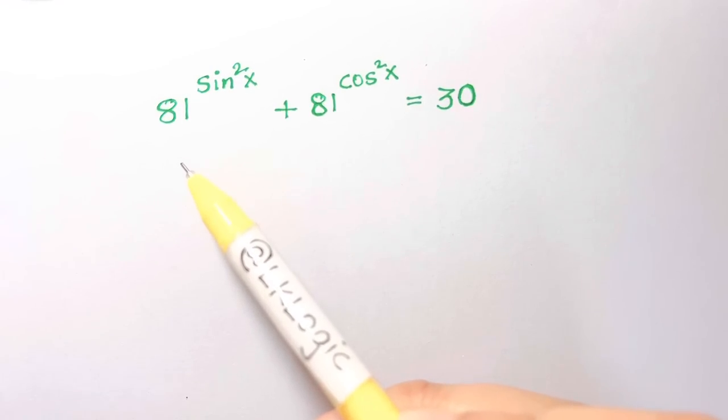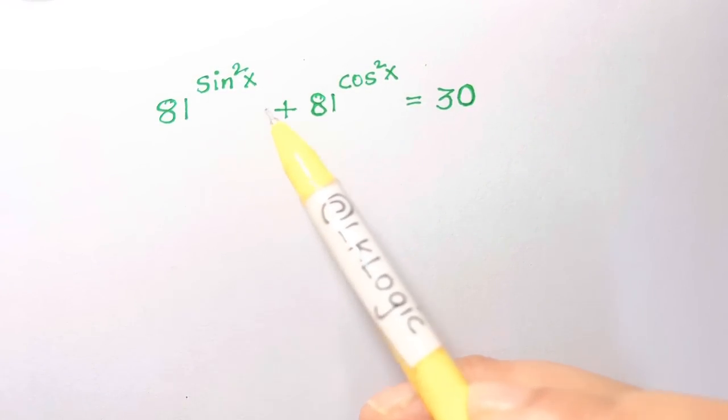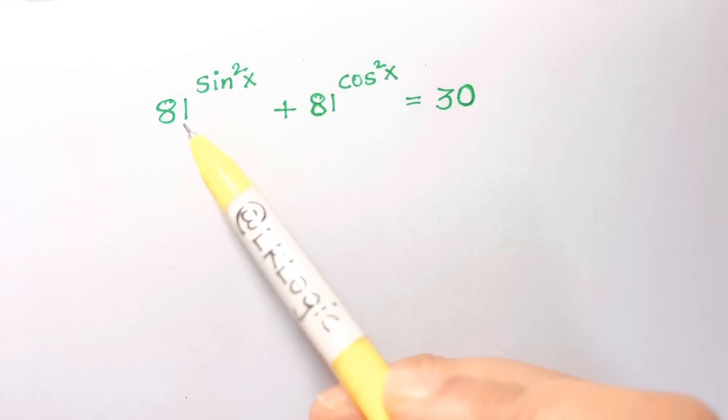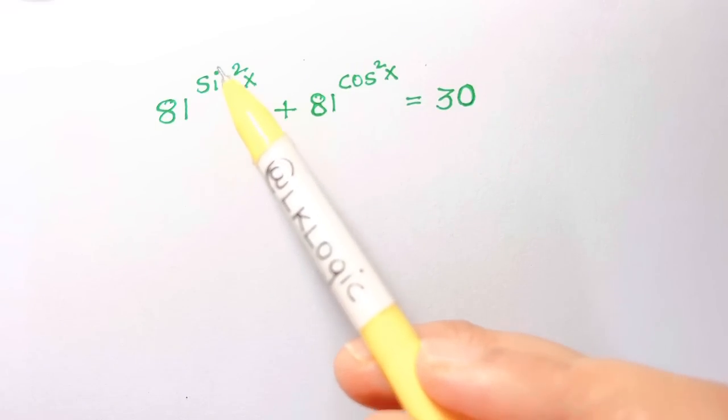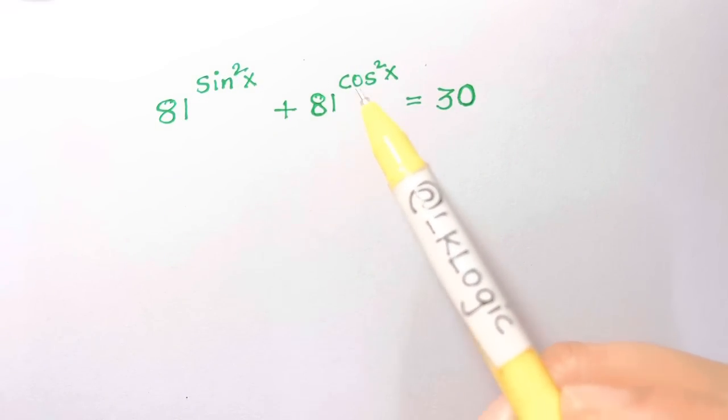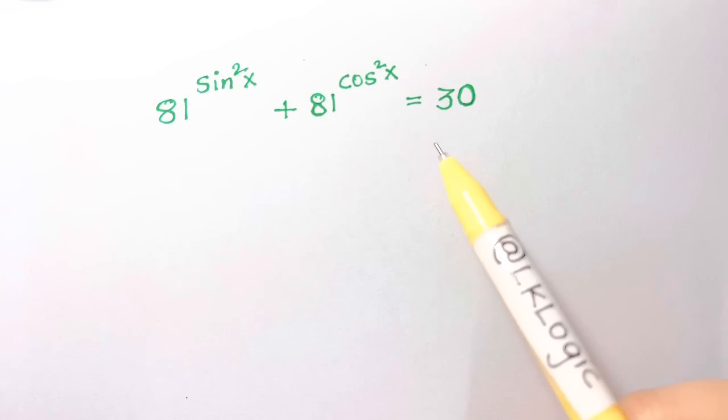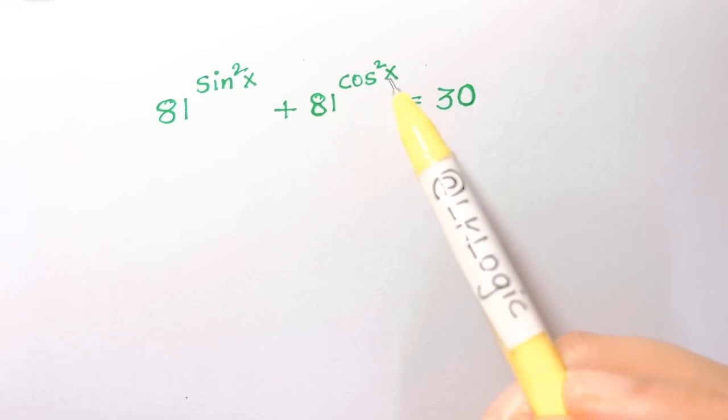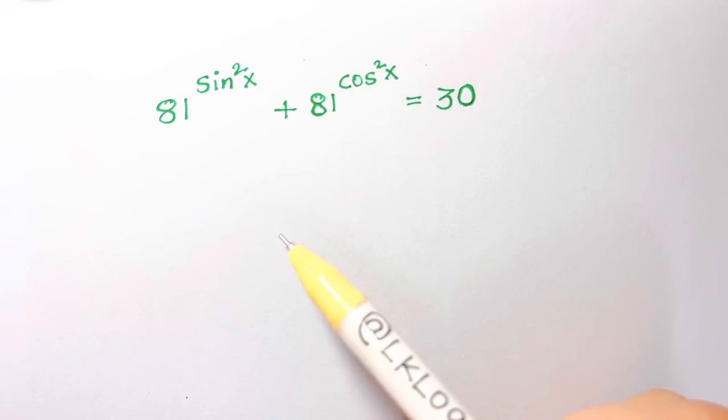Hi everyone, this time we have a nice trigonometric equation which says 81 raised to sine square x plus 81 raised to cos square x equals 30. So we have to solve for the values of x. How can we do that?